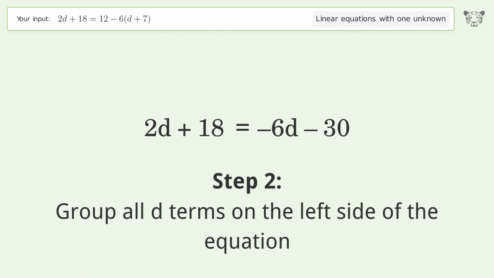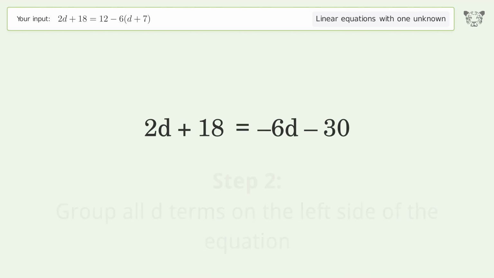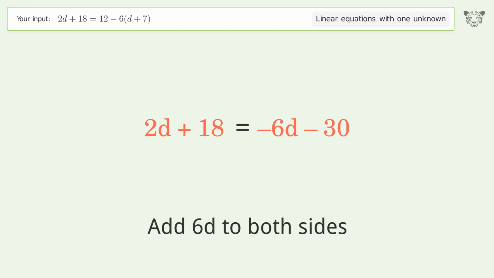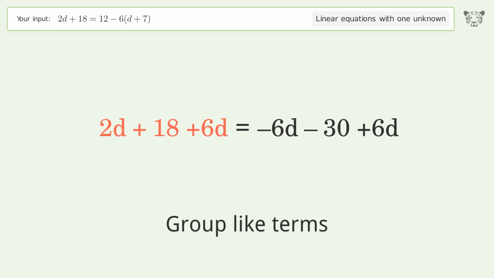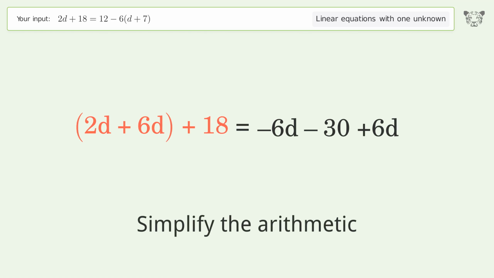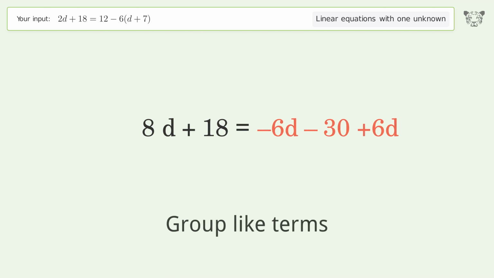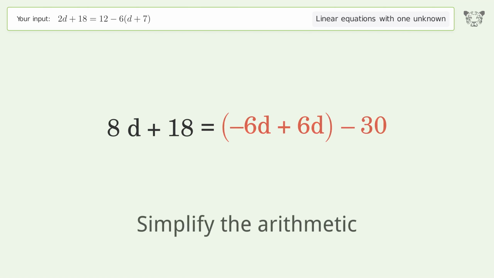Group all d terms on the left side of the equation. Add 6d to both sides. Group like terms. Simplify the arithmetic. Group like terms. Simplify the arithmetic.